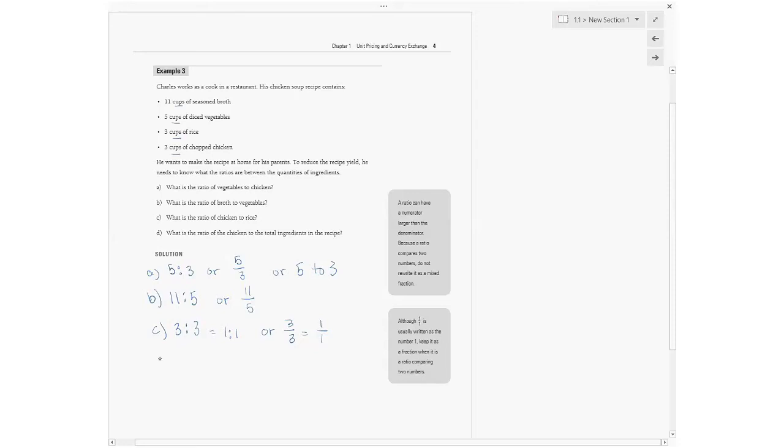And then D, what's the ratio of chicken to the total ingredients? Well, first of all, we need to know how much we have in total, because we don't have that anywhere. So we've got 11 cups of broth, 5 cups of vegetables, 3 cups of rice, and 3 cups of chicken. Yes, you have to include the chicken in the total because it's part of it. And that equals 22. So we want the ratio of chicken to the total ingredients. So chicken is 3 to 22, or we could write it as a fraction, 3 over 22. Now you can go on to the next questions.